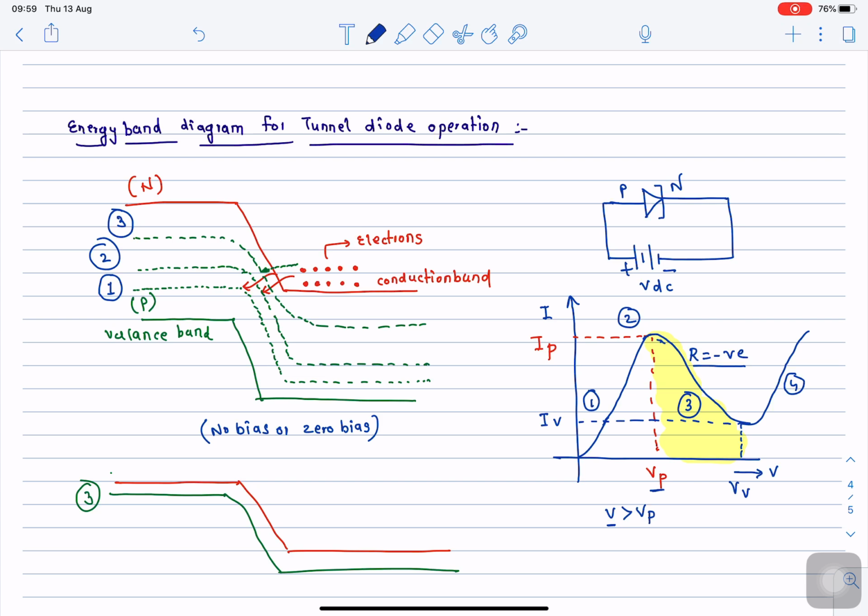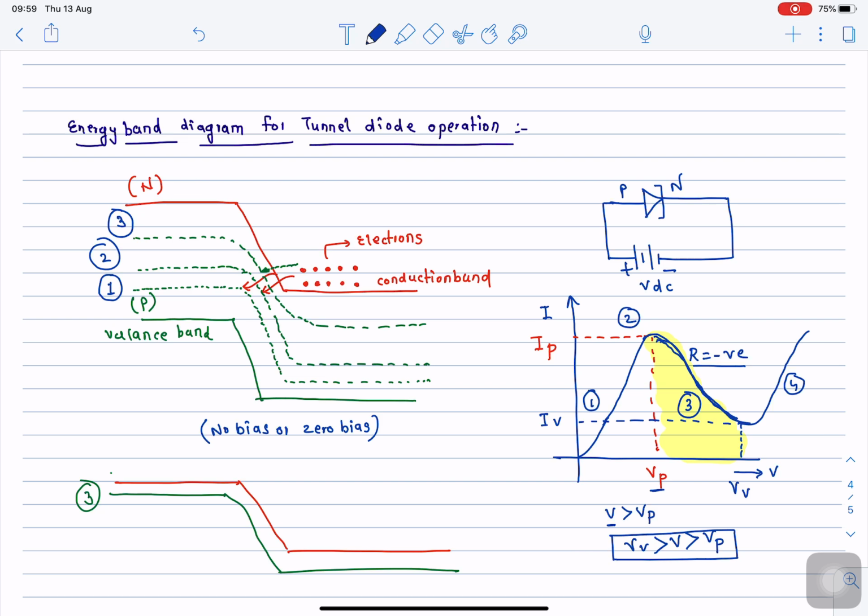Okay, and when I maintain the voltage such that the applied voltage V is greater than the peak voltage and less than the valley voltage, if I maintain this particular condition as the applied bias voltage to the tunnel diode, I will ensure that this diode will operate in this particular region. Okay, so this region of operation, where with an increase in applied voltage the current starts decreasing, will give me a negative resistance behavior.